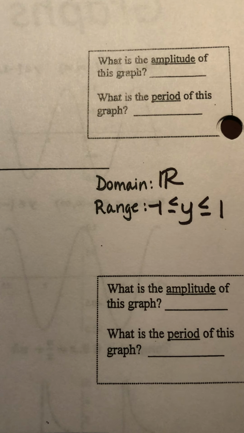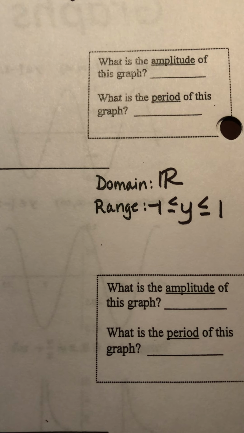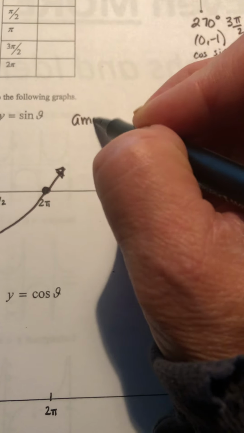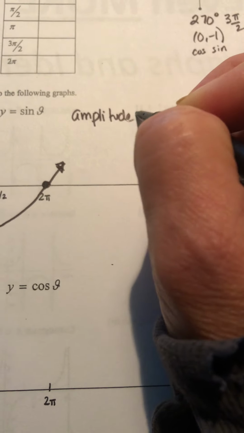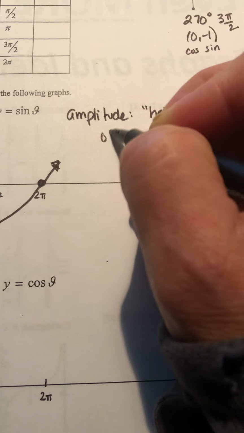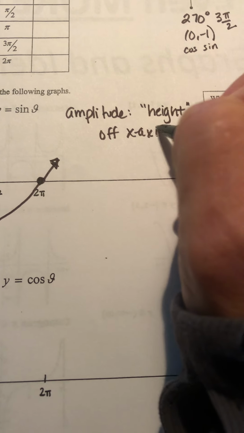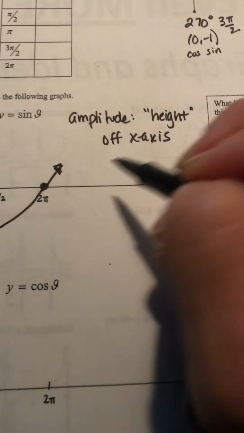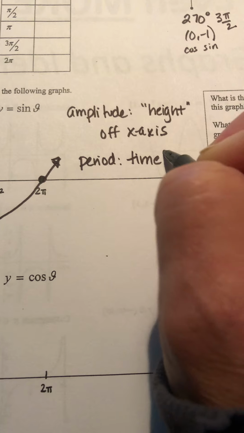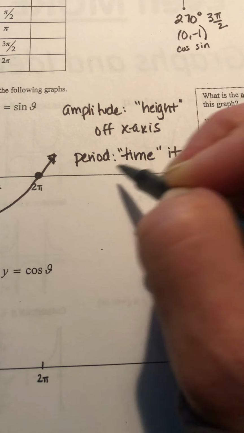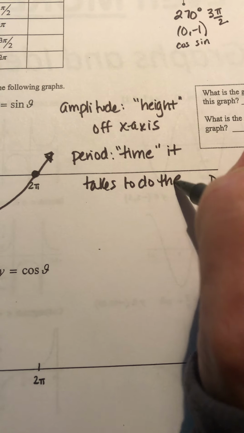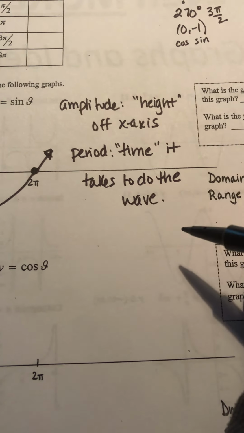These two words, amplitude and period, are new to us. So we'll squeeze in a little definition here. The amplitude is the height off the x-axis of the wave, and I'm just using that in quotes, height off the x-axis. And the period is, I say, the time it takes to do the wave.